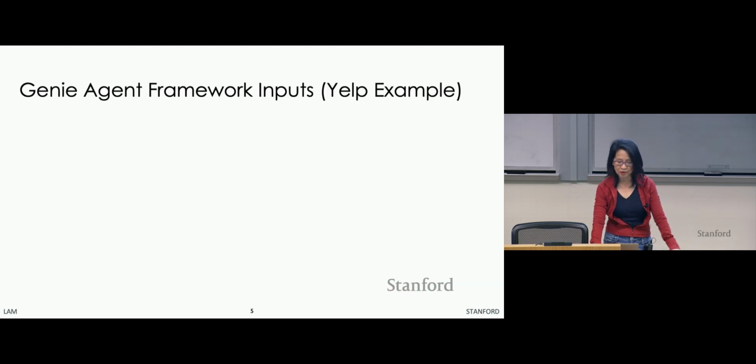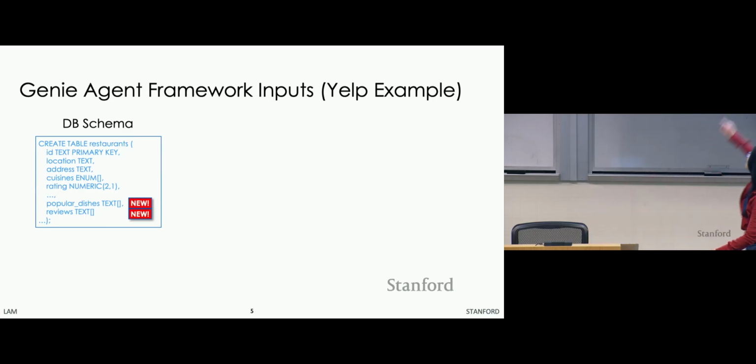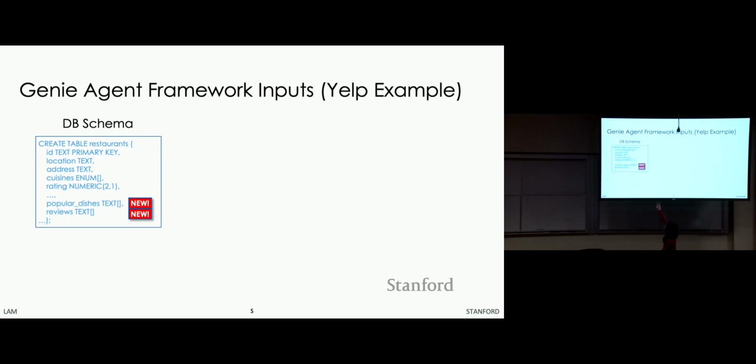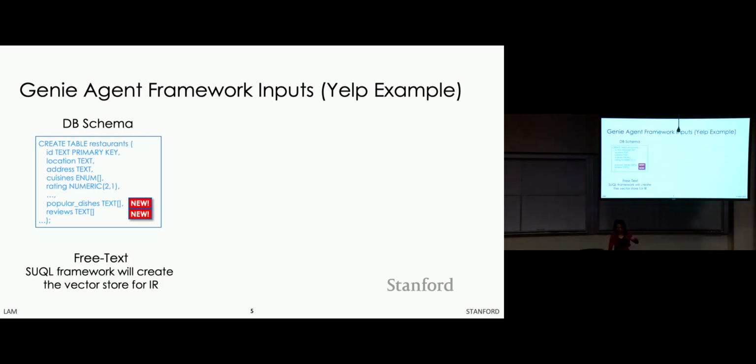So with this framework, what do you have to do? As a user, as a developer, you provide the schema. The schema is like SQL, except that we pay attention to the things that we call text, like popular dishes, the reviews. This is not what we have discussed before because these are the free text fields. You provide me all the free text because the SUQL framework will create the vector store for the information retrieval. Okay? So this is the back end.